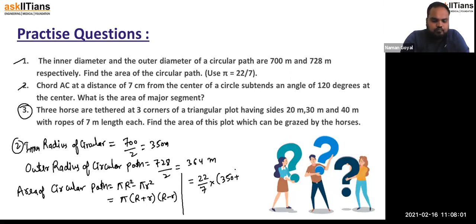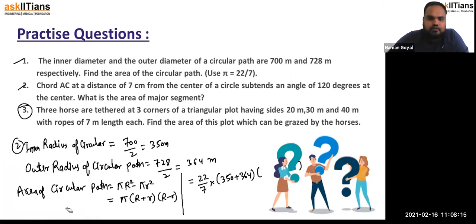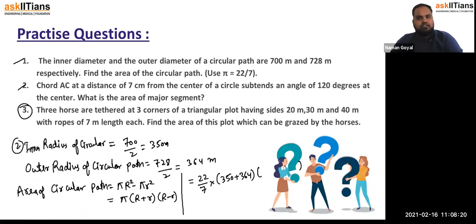350 plus 364, it will give... and 350 minus 364. Or not, we are not going to write down 350 minus 364. It will be 364 minus 350, isn't it? As I told you earlier, if you take 350 minus 364, it gives a negative answer. So it will be 364 minus 350, isn't it? Okay.